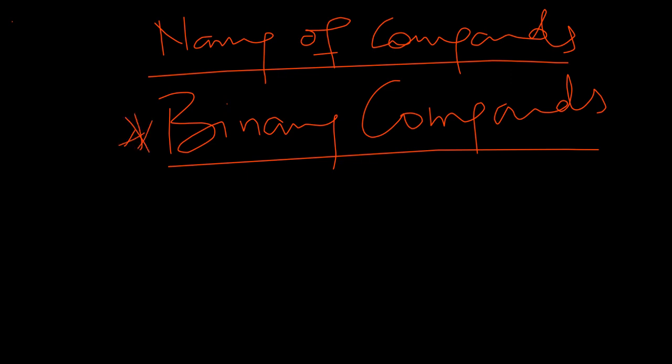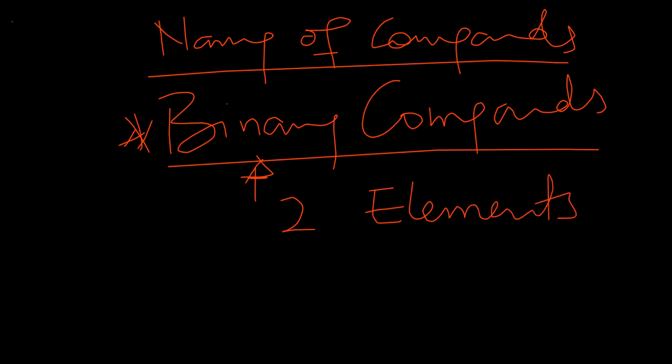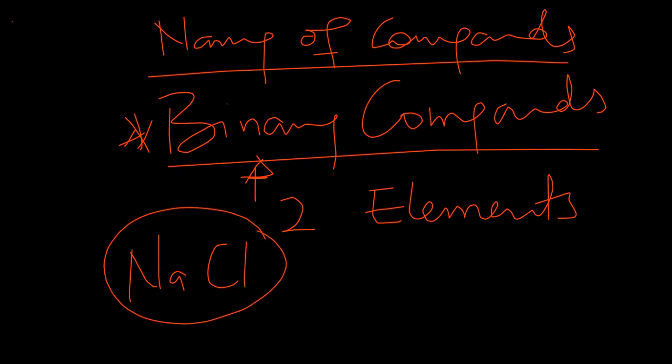Now, before we start naming a few compounds, let's try and understand the meaning of the word binary. Binary comes from the word two. So, what it means is that binary compounds are compounds that are made up of two elements. So anytime you have a compound with two elements, it is a binary compound. Let's look at an example. Sodium combined with chlorine is a binary compound. Why? Because it's made up of sodium and chlorine elements.